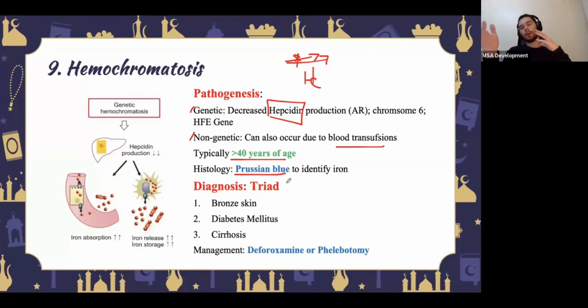Again, similar to Wilson disease, you have an iron chelator called penicillamine. And you could also do phlebotomy. So what is phlebotomy? Similarly to blood transfusion, you'd take blood out. Right?